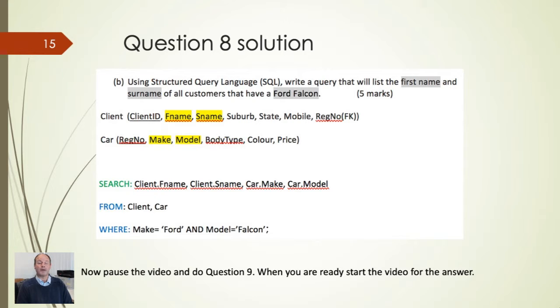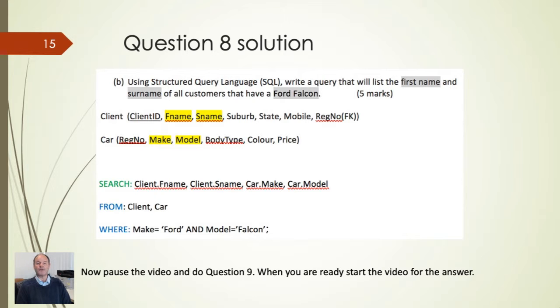The question says for part B, using structured query language, SQL, write a query that will list the first name and surname of all customers that have a Ford Falcon. For the second part, we need to select the first name and surname fields, as well as the car make and car model. Here is how we would write this out.